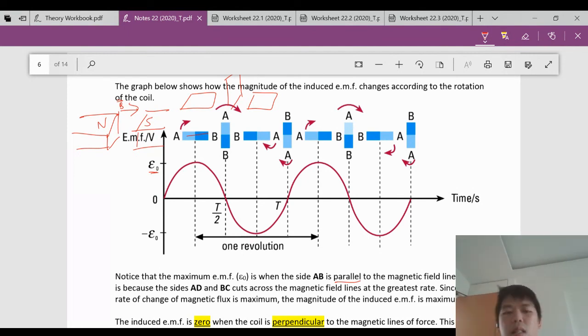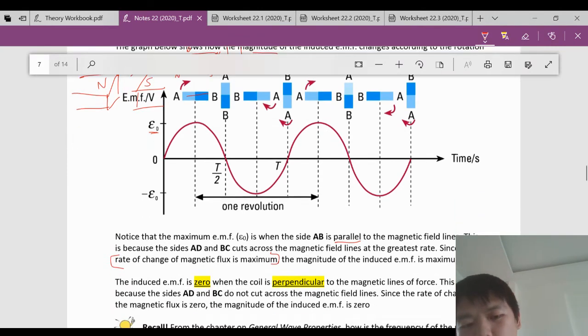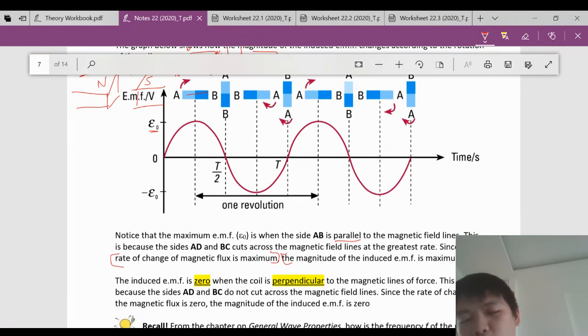Why is this? Because the sides AD and BC, A, B, C, D. So AD, this side here and this side here, cuts across the magnetic field lines at the greatest rate. So the amount of magnetic flux that changes over time increases. Since the rate of change of magnetic flux is maximum, the magnitude of the EMF will also be the maximum. So this happens when it is parallel. What happens when it's the other side? Then it will be at a negative maximum EMF.